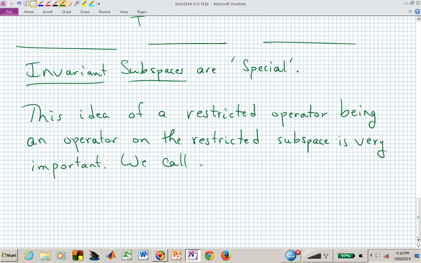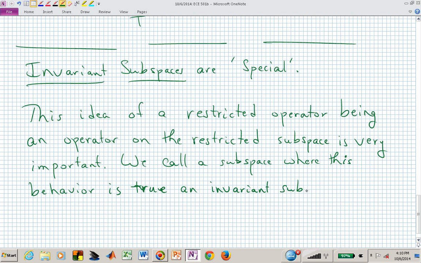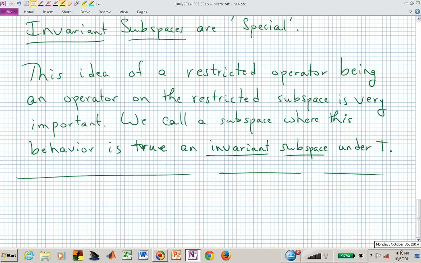We are going to call a subspace where this behavior is true, meaning we stay on that restricted subspace, an invariant subspace under T. So it has its invariant nature because of this linear map T. And we stay in this restricted subspace.